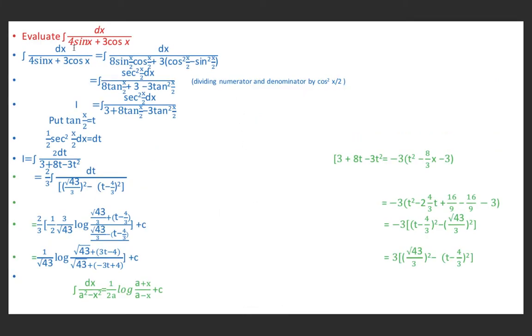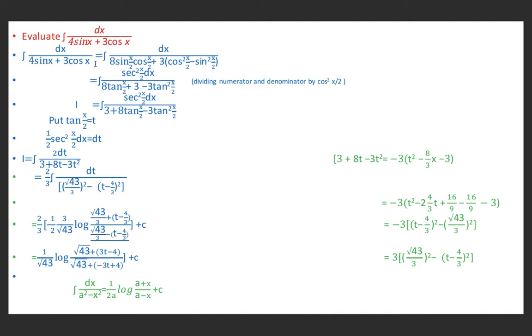If we have trigonometric functions of the form 1 upon 4 sin x plus 3 cos x, then first of all, use some trigonometric formulas to simplify this. We know that sin 2x is 2 sin x cos x and cos 2x is cos square x minus sin square x. But in place of 2x we have x here. So we can write sin x as 2 sin x by 2 cos x by 2 and cos x as cos square x by 2 minus sin square x by 2. So use these formulas in this expression.